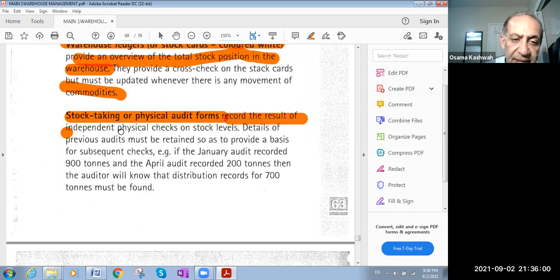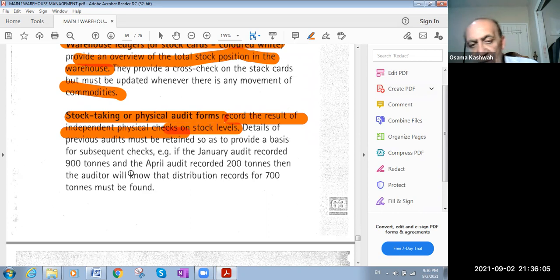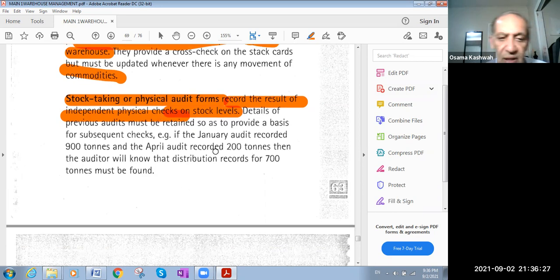It records the results of the independent physical check on stock level. It's easier to say audit or stock taking. We will record the results of the physical check or inspection of the stock level here. Details of previous audits must be retained, because you have to take the details of the previous ones also, so as to provide a basis for subsequent checks.